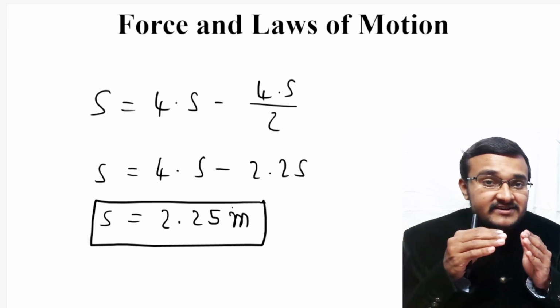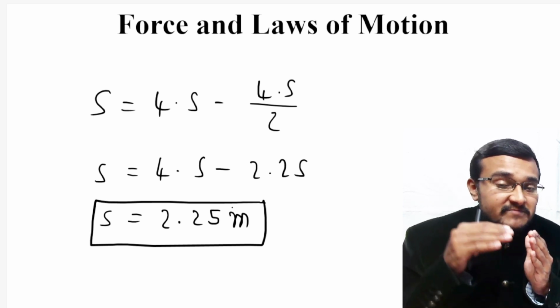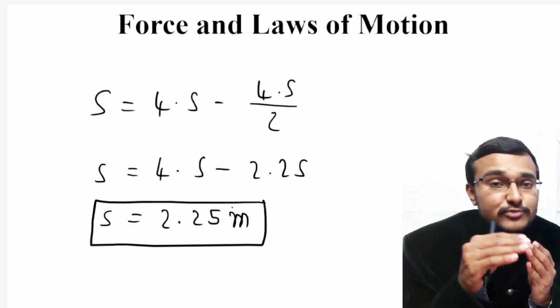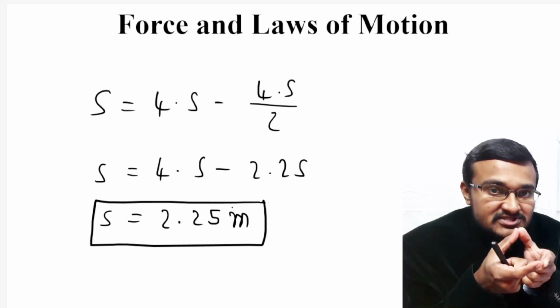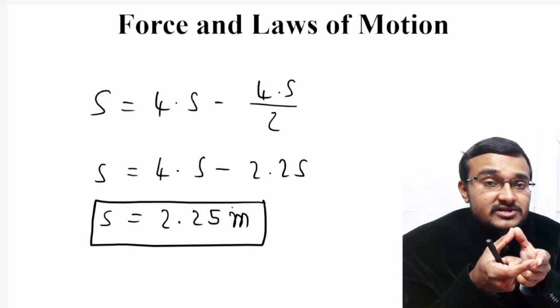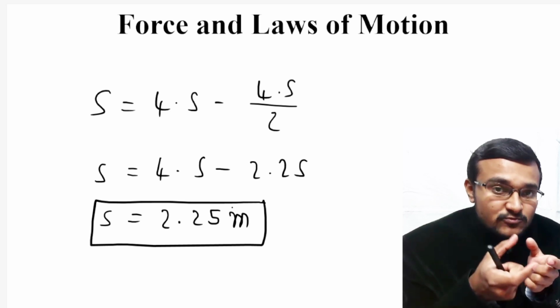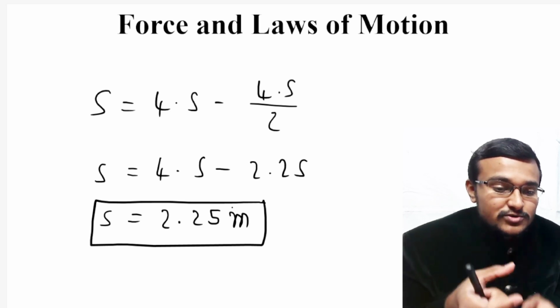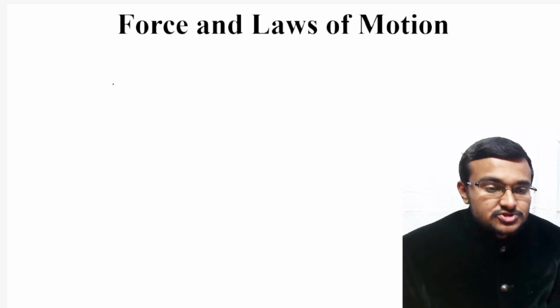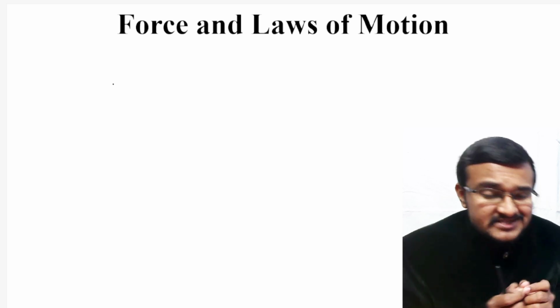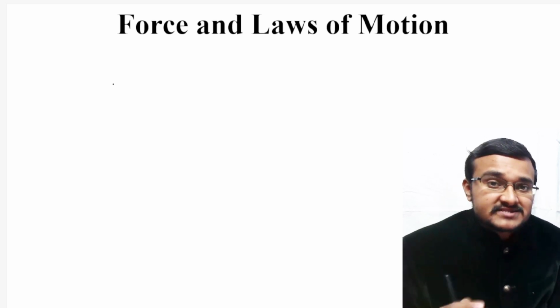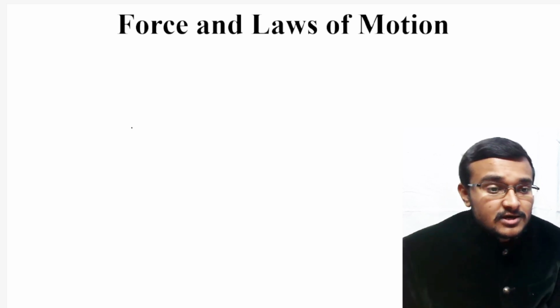So that means after traveling 2.25 meter inside the wooden block, the bullet has come to rest. That means the distance of penetration inside the wooden block by the bullet is equal to 2.25 meter. Now in this same question, you have to calculate the force exerted by the wooden block onto the bullet as well.